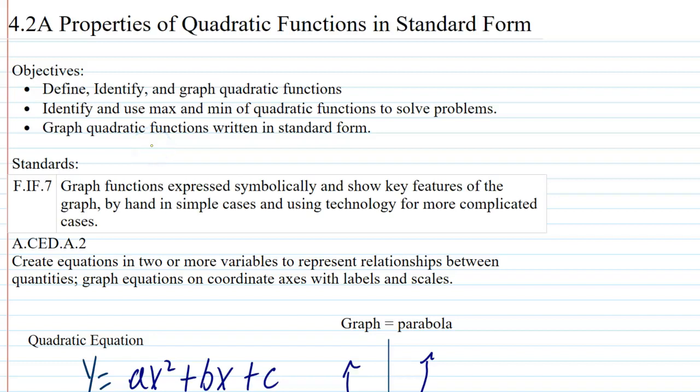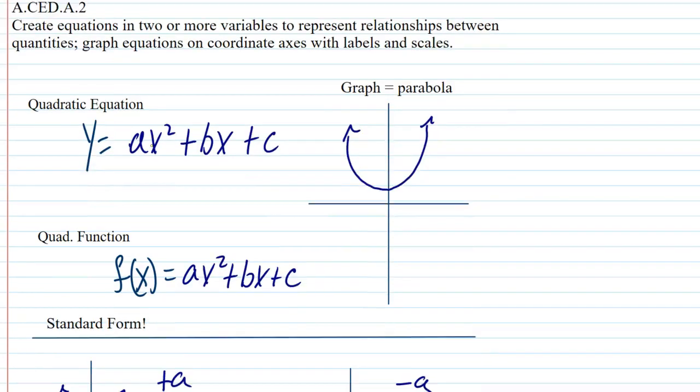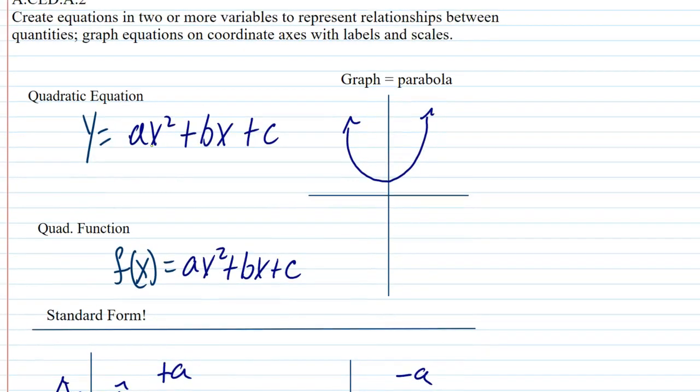Today we're going to cover properties of quadratic functions in standard form. Let's go over some vocabulary fairly quickly. Remember, most of this was covered in the last video, but we'll still cover it really fast. The quadratic equation in standard form is ax squared plus bx plus c.